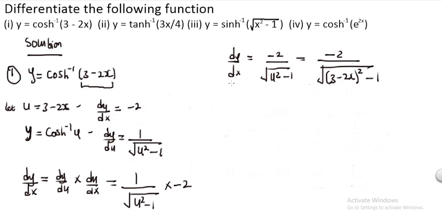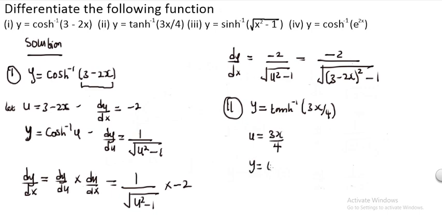Now for the second question, you might want to pause the video and try to solve it yourself. Let's jump right in. The second question is saying we should find the derivative of y is equal to tanh inverse of 3x over 4. Now this is also a function of a function, so I can represent it as u. Let u be equal to 3x over 4, and then y becomes tanh inverse of u.